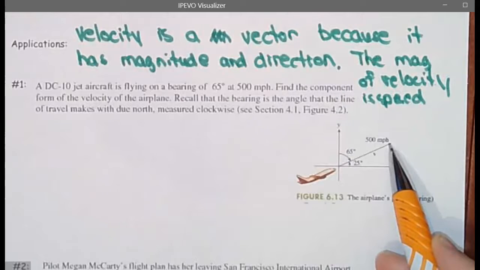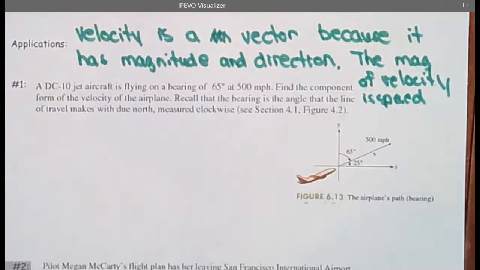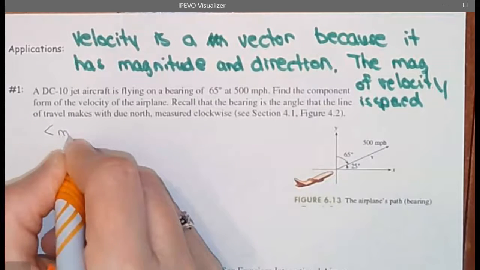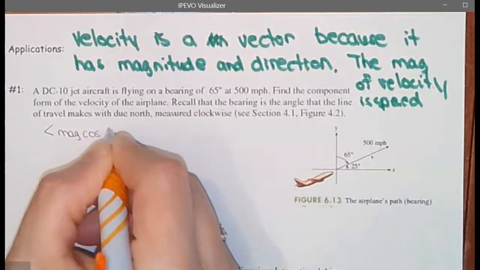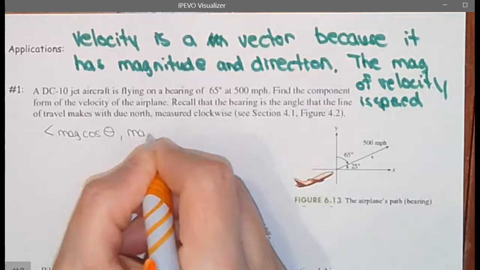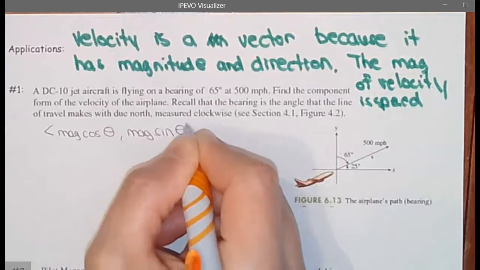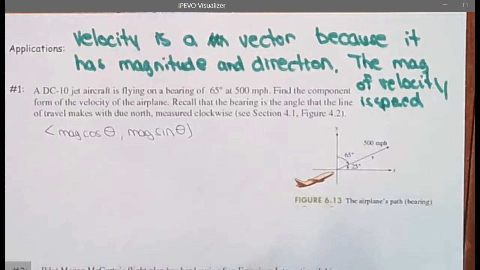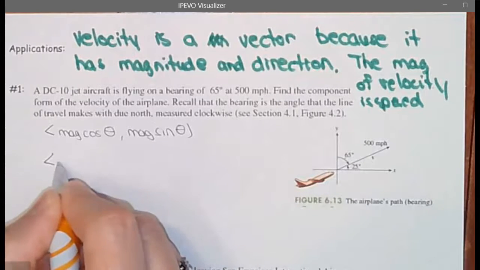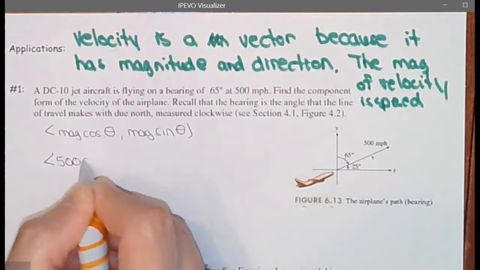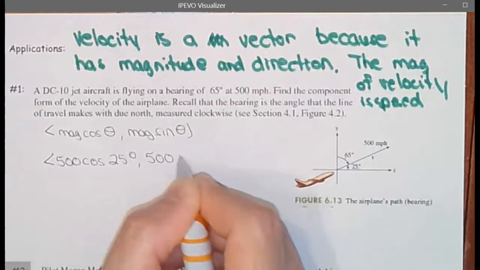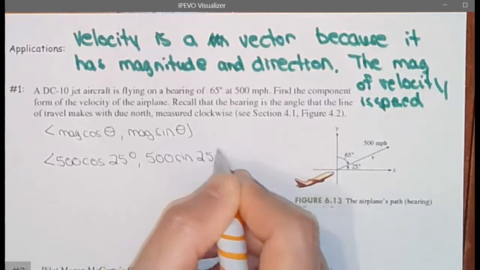So this really goes along with what you did yesterday, but since we're doing applications, if you remember, you have a formula to find the components. It is magnitude times cosine of theta, magnitude times the sine of theta. The only thing you have to remember is when you're plugging this in your calculator that theta has got to be in polar form. So we don't want to use the 65, we want to use that 25. So we've got 500 cosine of 25 degrees and 500 times the sine of 25 degrees.